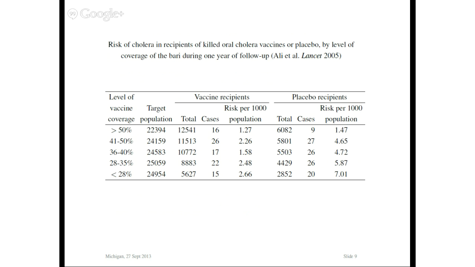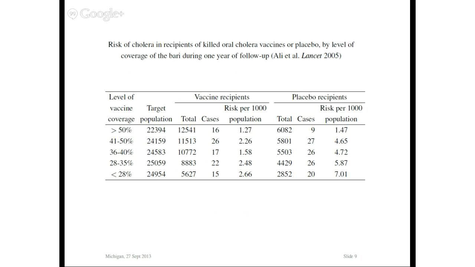Okay, so a modest protective effect of the vaccine, a slight reduction in incidence. In contrast, if you look at individuals who lived in Baris with the lowest vaccine coverage, the incidence was 2.7 in the vaccinees versus 7 in the placebo recipients, so a much stronger direct effect or protective effect of the vaccine in low coverage situations.